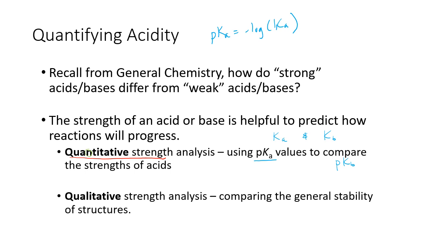We'll also learn how to look at a structure and do a qualitative analysis of strength. So qualitative isn't using numbers, but we look at the structure and we analyze different things about it to compare the stability of it to other acids or bases, and then we can say who is stronger or weaker based upon how stable or not stable a given structure is.